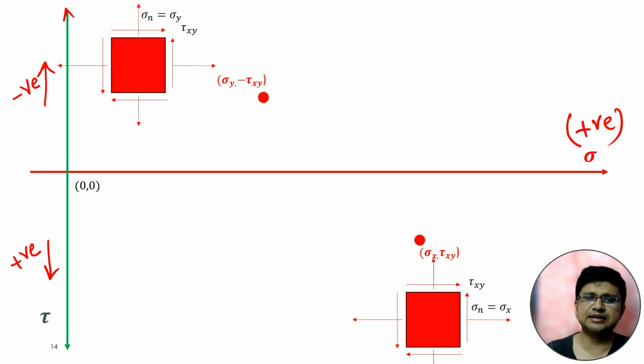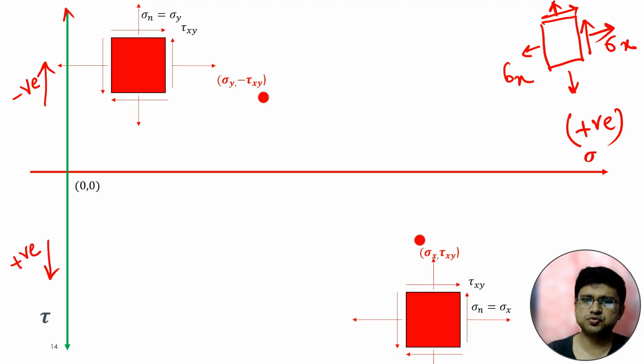Now suppose these are the conditions of stress. Suppose this is one particular element, a 2D element. This is the direction of sigma x, sigma y, and this is tau xy. So this is the case. There will be 2 points actually. This is one point, this is another point. This point is sigma y, minus tau xy. So this point is actually the stress of the horizontal plane.